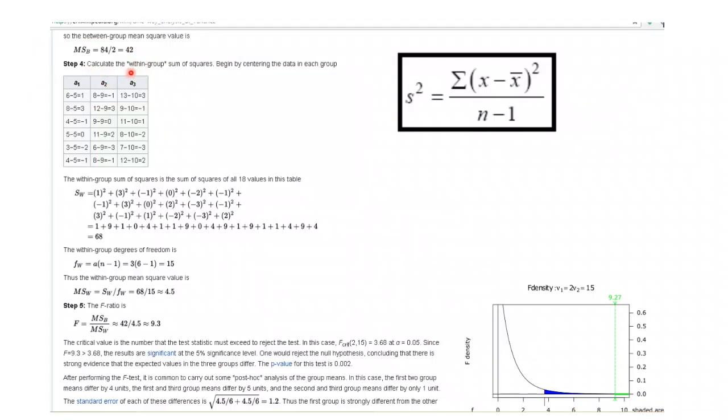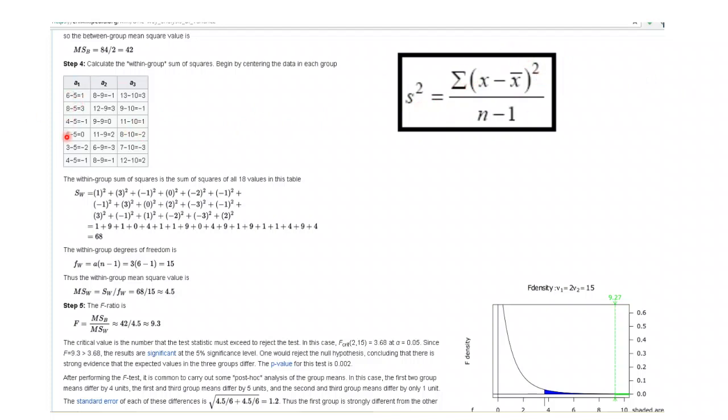Step number 4 is to calculate the within group sum of squares. Now the within group sum of squares for this group: as we know, calculating the variance is actually the summation of x minus x bar squared by the sample size. This is the formula already discussed in calculating standard deviation and variance.